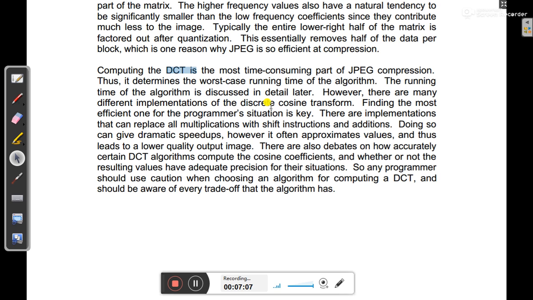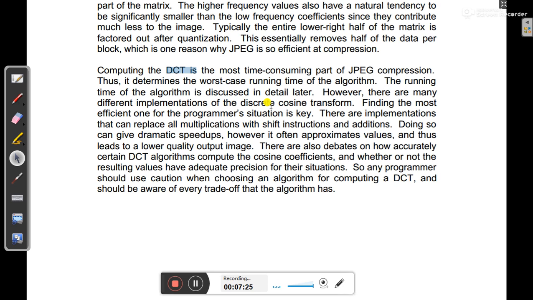Finding the most efficient one for the programmer's situation is the main key. So there are implementations that can replace all multiplication with shift instructions and additions. Doing so can give dramatic speed ups. However, it often approximates values and thus leads to lower quality of output image.